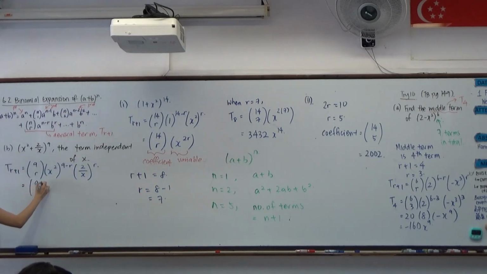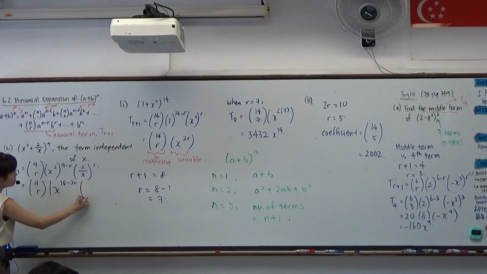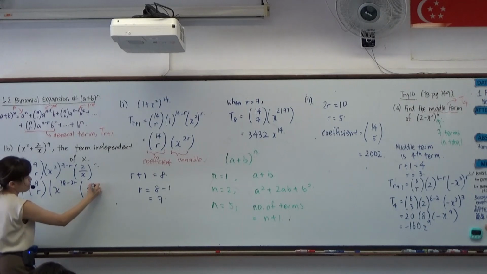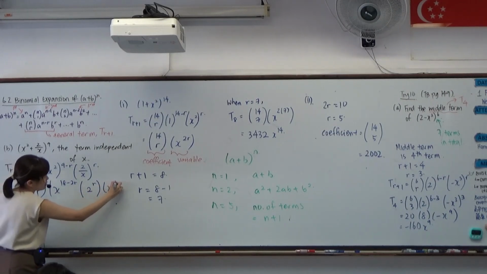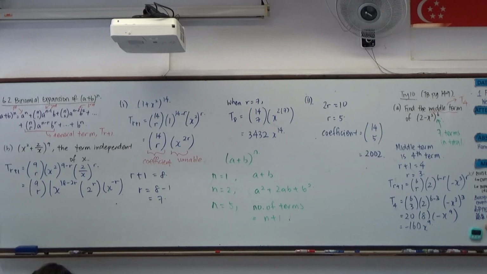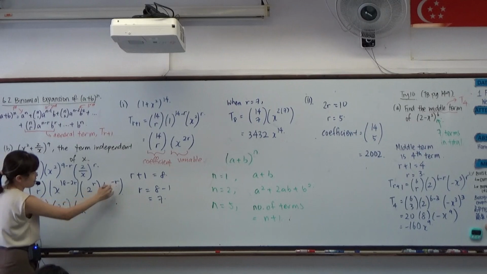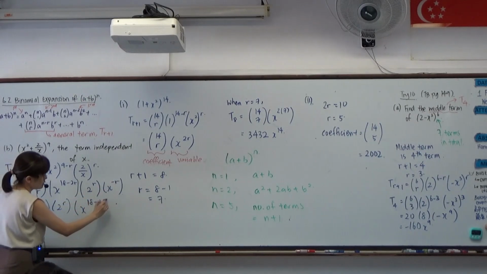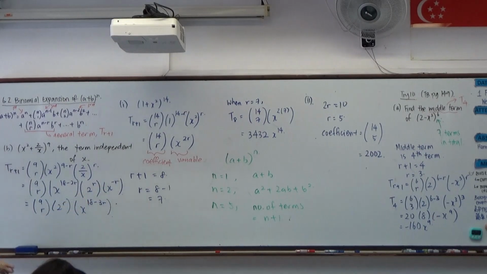So to work that out, this means that it is x to the power of 18 minus 2r. This will be 2 to the power of r, x to the power of negative r. Then continue to simplify the numbers together. And then we get x to the power of 18 minus 2r plus negative r. So that simplifies to 18 minus 3r.